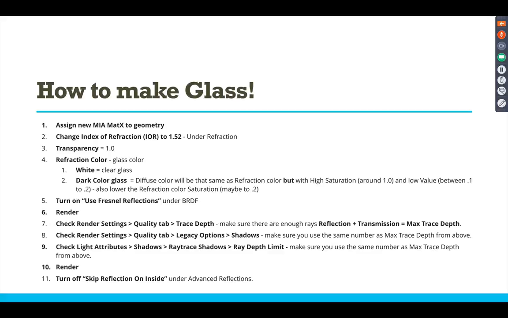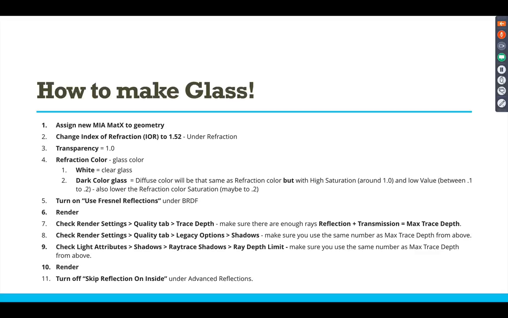You want to make sure you turn on Use Fresnel reflections under the BRDF section. That way all the reflectivity is handled by the index of refraction. Render. At this point you want to render, make sure you're on the right track. Then you go into your global settings. That's the render settings. Check your trace depth. Go into legacy options, plug your shadows in. Then go into your lights. However many lights you have in the scene, plug in your max trace depth number under ray depth limit. Render.